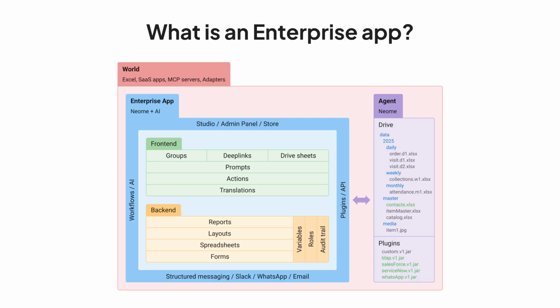Here is a quick look at what makes up an enterprise app. The backend is powered by spreadsheets at the core, enhanced with supporting concepts that make them fully business-ready. The front end is built around group-based messaging, complemented by other conversational elements. Desktop agents let you manage Excel files directly from your computer's drive.